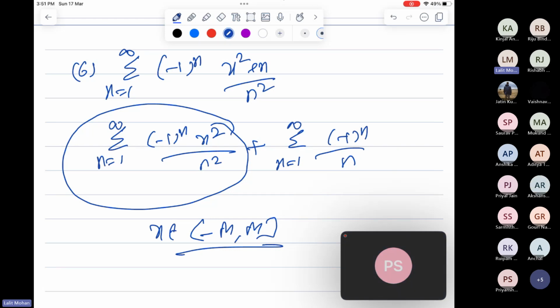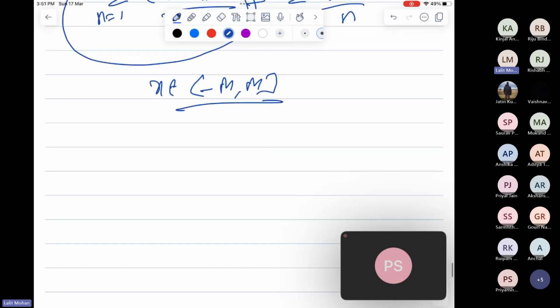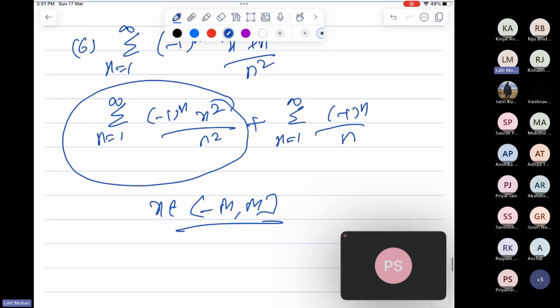See, because you know that when x belongs to the interval minus M to M, this x square will be bounded by M square, right? And you know that the series of minus 1 upon n to the power n square is convergent. You can use the Weierstrass test, you can easily see because this x square will be bounded, and this series is finite.